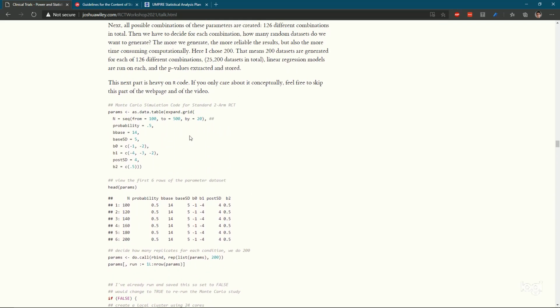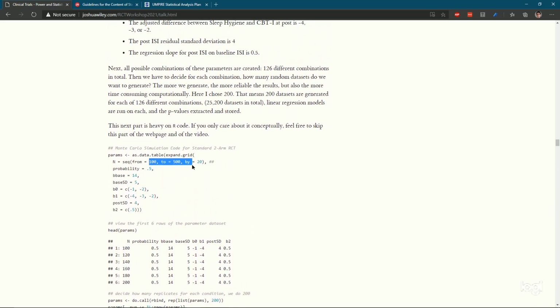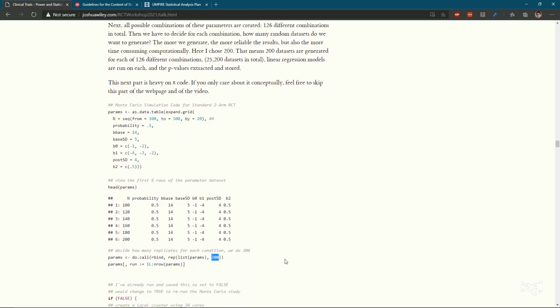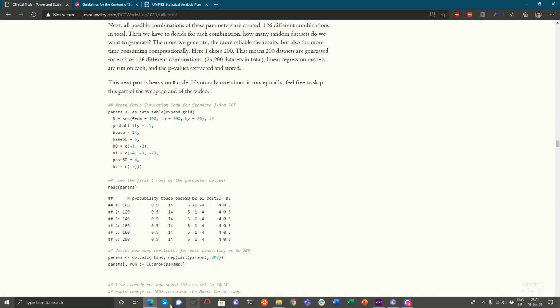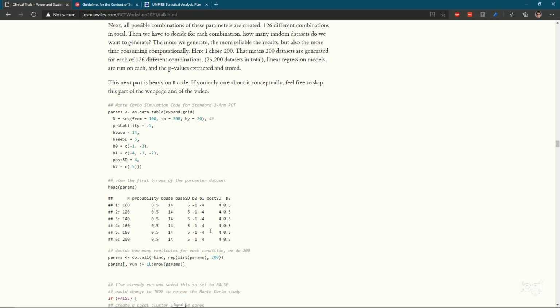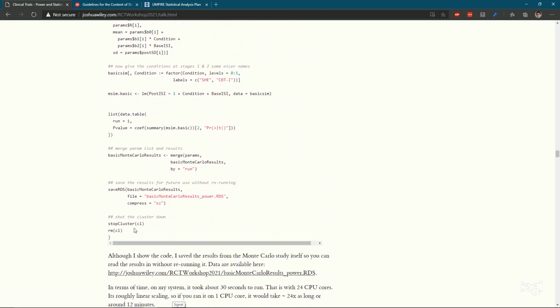If you want to run it yourself and you don't want it to take as long, you could reduce the number of n values that you try, or rather than doing 200 data sets for every condition, you might choose just 20 or even 2 if you're just trying to run it to make sure the code works and test things out for yourself. So I saved those results.